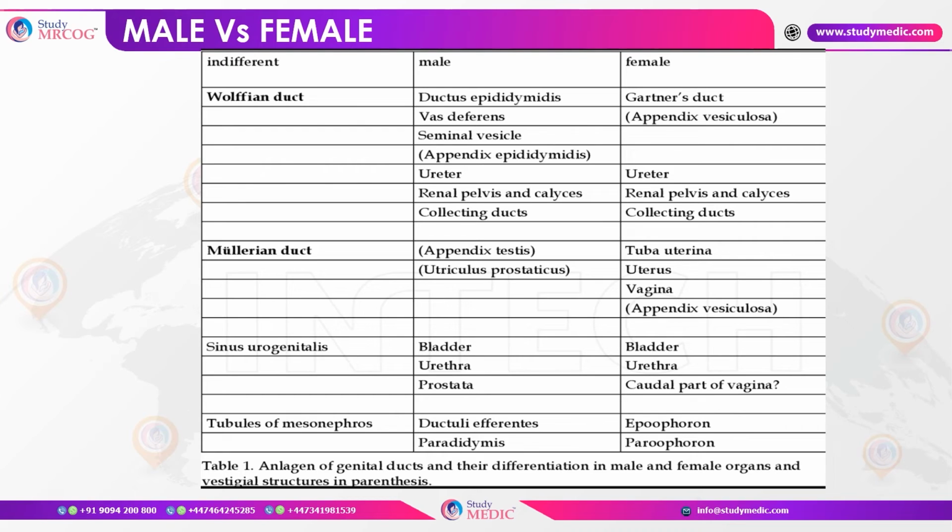vagina. Coming to the tubules of the mesonephros, as we were discussing earlier, the mesonephros usually disintegrate, but sometimes there can be small tubules and remnants, which in females can present as the epoophoron and the paroophoron, and in males it can present as ductuli efferentes and paradidymis.